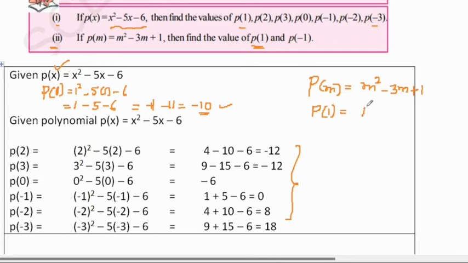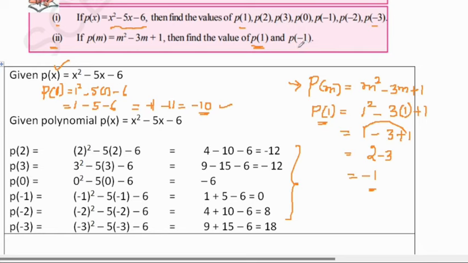So m square means 1 square minus 3 into 1 plus 1. 1 square value is 1, 3 times 1 is 3, plus 1. So we have to add all the positive numbers and negative numbers. 1 plus 1 is 2, 2 minus 3 is minus 1. So therefore P of 1 value is minus 1 for the polynomial m square minus 3m plus 1.